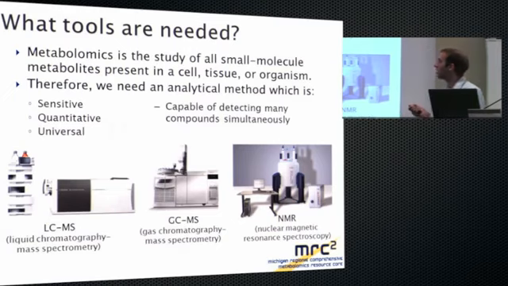Well, we need an analytical method which is sensitive, because sometimes metabolites that we're interested in are present at very low concentrations. We need something that's quantitative. If you can't measure how much you've got, it's of very little to no value if you can only say, yes, it's there, no, it's not there. So we need it to be quantitative.